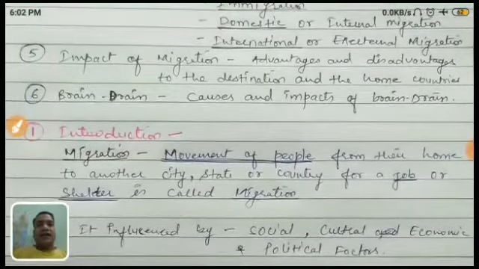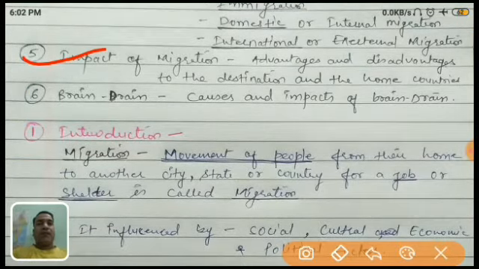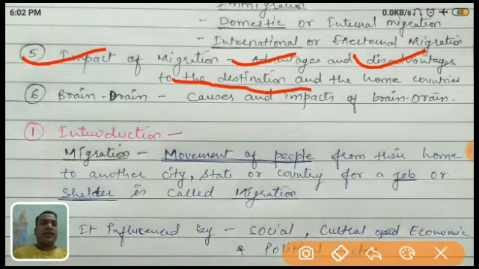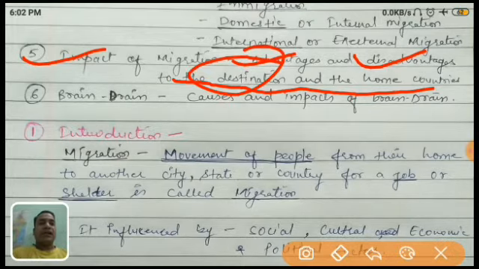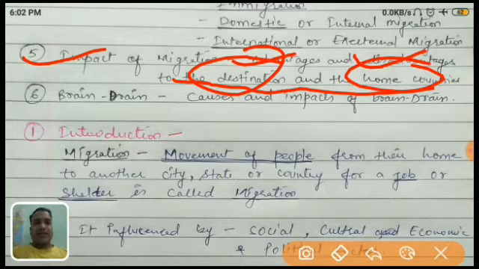Then, what is the impact of migration? What are its advantages and disadvantages to the destination and the home country? It means where the people are moving to and where the people are moving from, what is the impact in those particular places. Then the last one is brain drain.